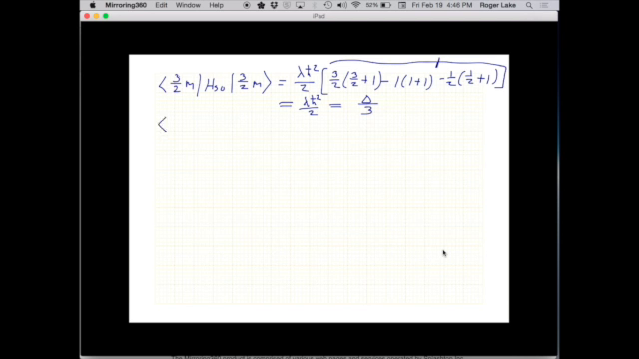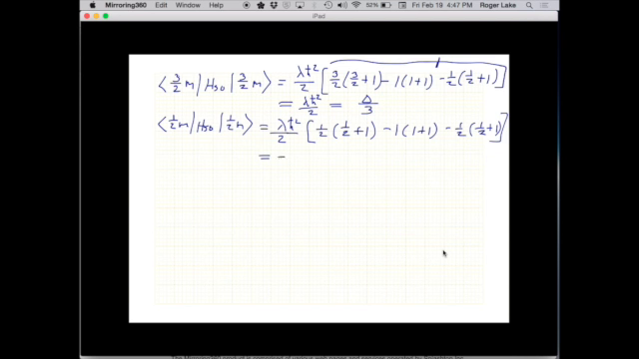So if we do the 1/2 state, the matrix element of HSO for 1/2 m is equal to lambda h bar squared over 2. And again, the only difference is from the j. So it's 1/2 times 1/2 plus 1, minus 1 times 1 plus 1, minus a half times a half plus 1. If you add it all up, you get negative lambda h bar squared, which from our definition of delta is negative 2/3 delta.